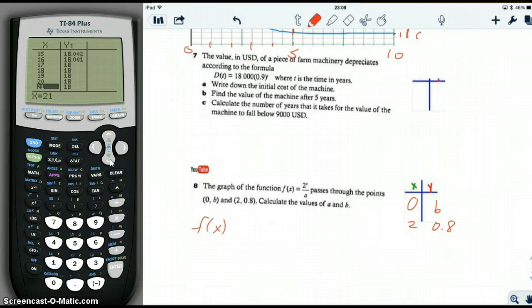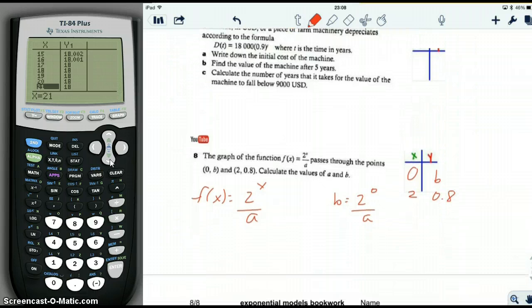We have the function that's equal to 2 to the x divided by a. So we'll put in the first value, x equals 0 and y equals b, and we get b equals 2 to the 0 over a. 2 to the 0, of course, is just the same as 1, because anything to the power of 0 is 1.